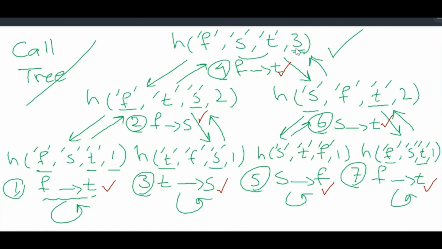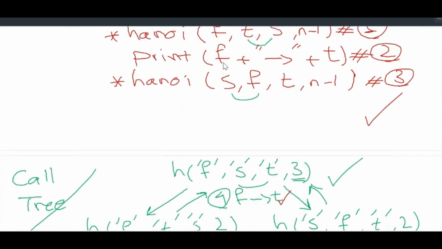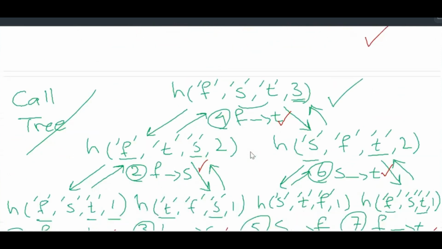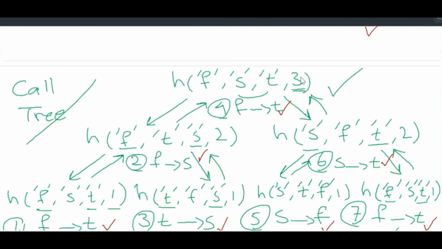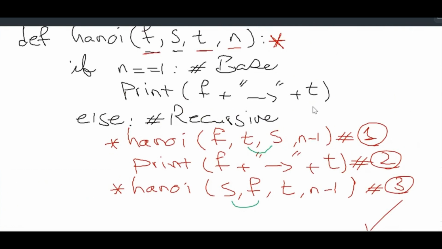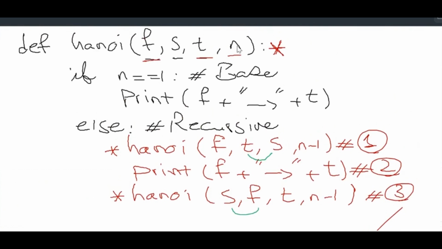How do I do that one? Remember, what did I have? It said if n is 1, just print and done, else do this. Now I'm inside the else because n is 3. The first thing I should do is call Hanoi with f, t, s and n minus 1. What is different, guys, from the base call to this subcall? What are the differences?